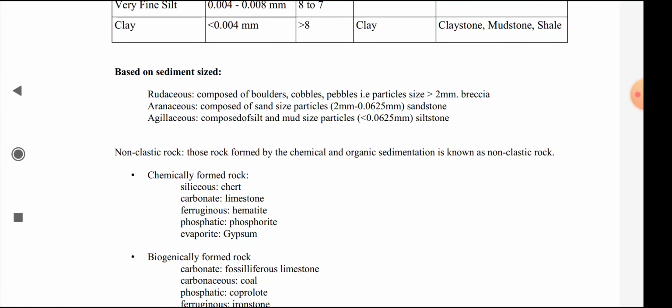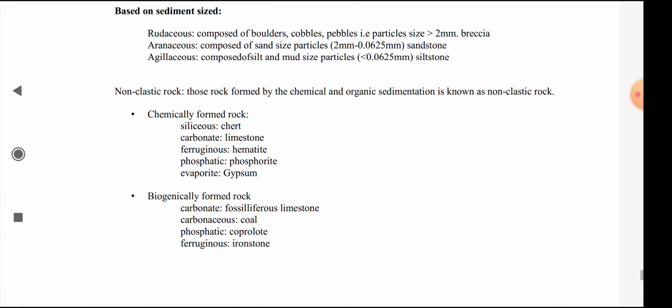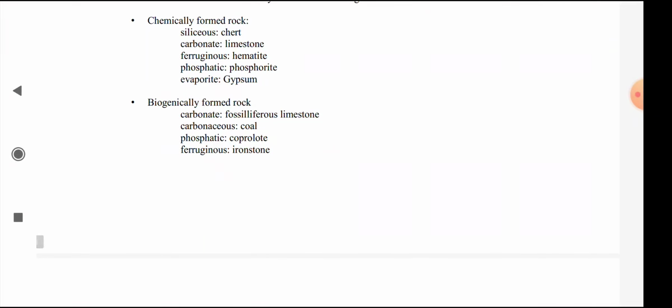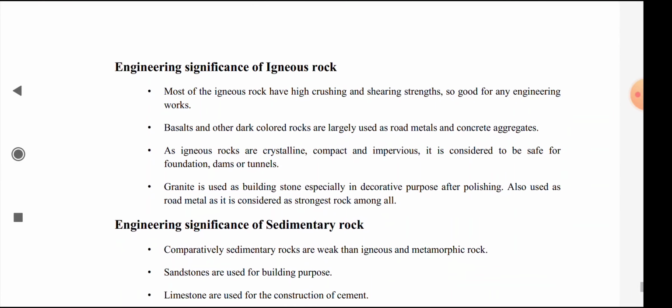Non-clastic rock: those rocks formed by chemical and organic sedimentation are known as non-clastic rock. Chemically formed rock: siliceous, carbonate, ferruginous, phosphatic, evaporite. Examples are salt, limestone, hematite, phosphorite, gypsum, etc. Biogenically formed rock: carbonate, carbonaceous, phosphatic, ferruginous. Examples: fossiliferous limestone, carbonaceous coal, phosphatic coprolite, ferruginous ironstone.